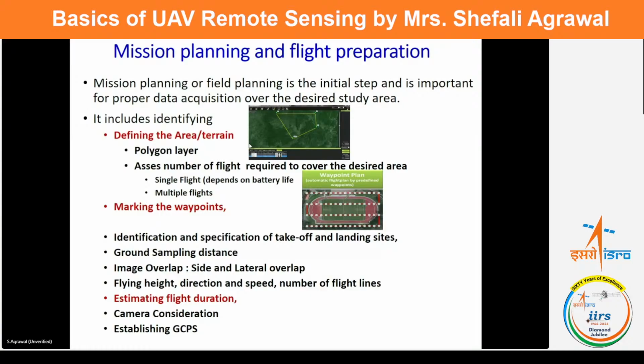The mission planning software will automatically calculate for you the flight duration for the entire area coverage. So if your battery power is, say, 20 minutes, and it takes 1 hour to cover the whole area, then you know you have to bring the drone back, recharge the battery, and collect it in multiple flights. You cannot collect the entire area in a single flight. So it will tell you how many flights are required to cover the entire area.